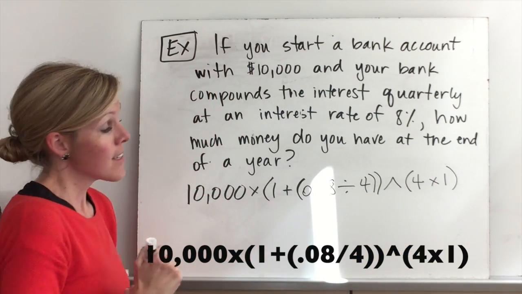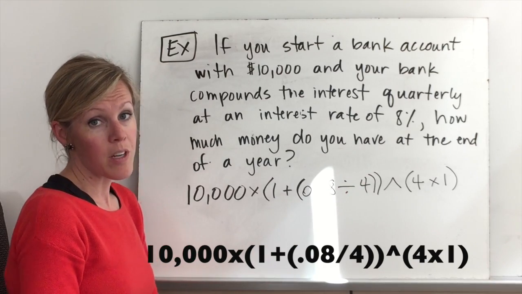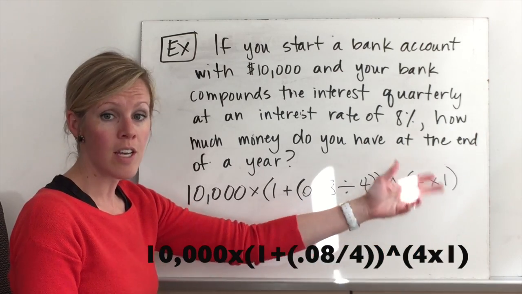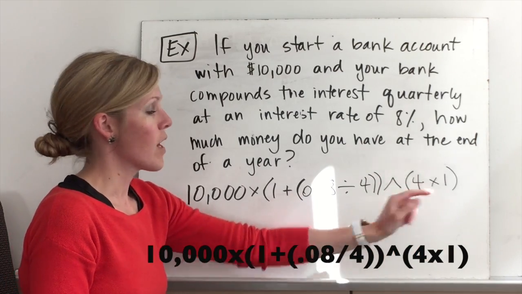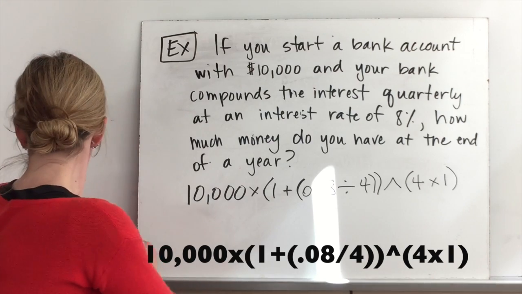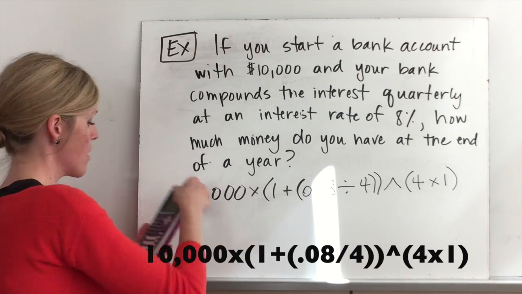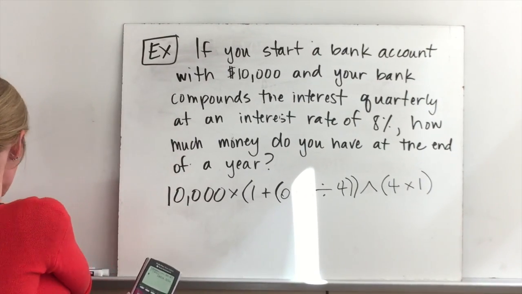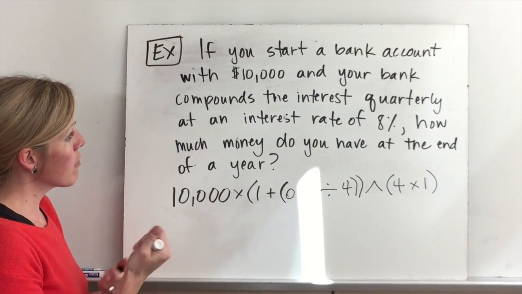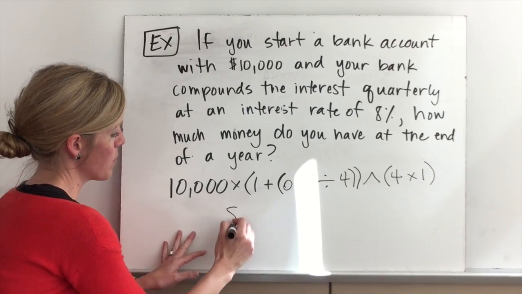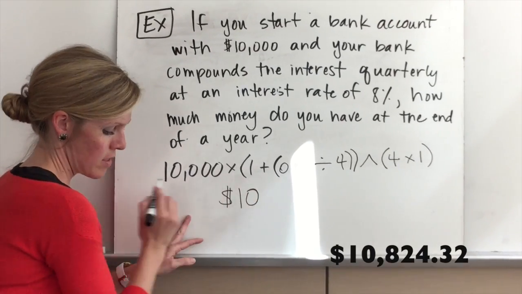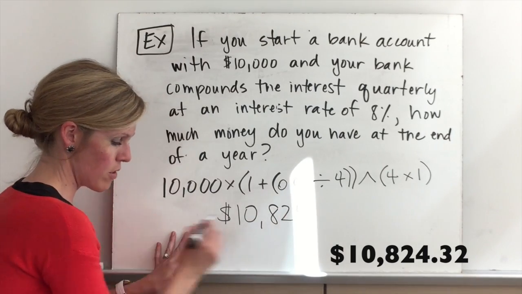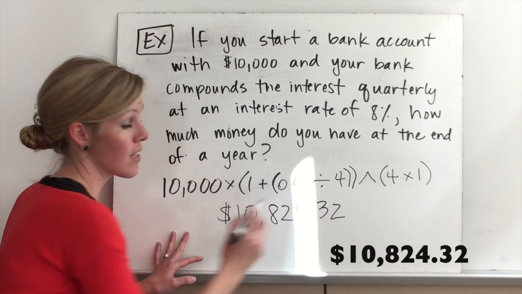You may be thinking, you don't really need to type 4 times 1 in your calculator, and it's true. I just think it's a good idea to type it in so you get in the habit of remembering that you've got N times T and you don't forget about that. Let's type all that into our calculator. When we push enter, we should get that the amount of money at the end of the year is going to be $10,824, and 32 cents.